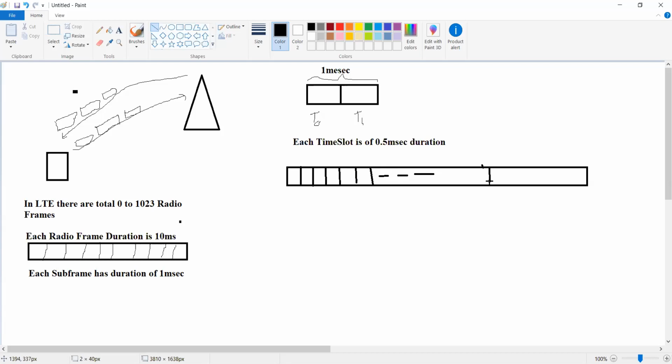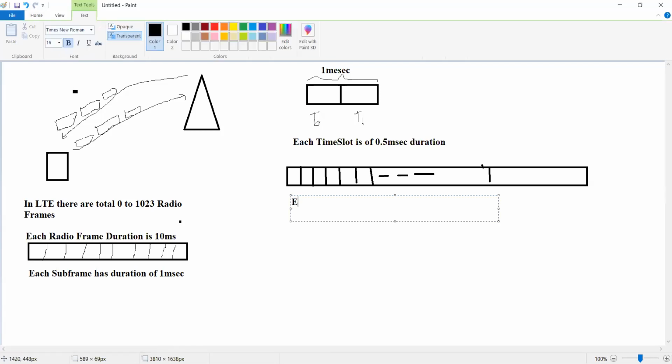So it will have like this up to 20 time slots, right? These are having 10 millisecond. Each 1 millisecond is of 2 time slots. So 10 millisecond is having 20 time slots, right? Yes. So each radio frame has 20 time slots.